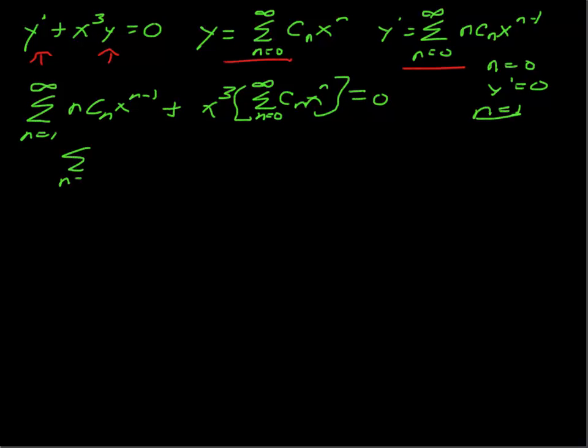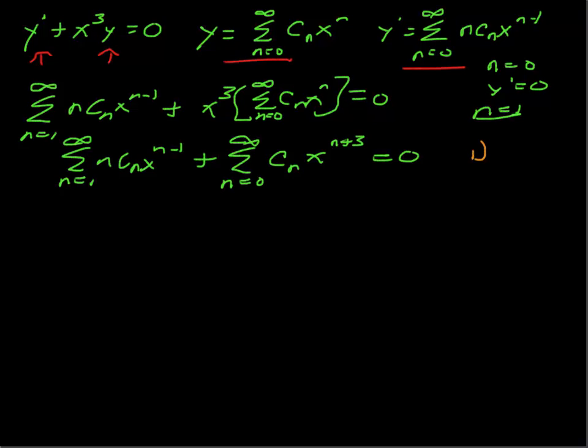Now we'll do a little bit of simplifying here. This is n equals 1 to infinity of n c sub n x to the n minus 1. Plus, we can put the x cubed in, so we have the sum of n equals 0 to infinity of c sub n x to the n plus 3, and this equals 0. Now, in order to make this work out right, we want to put these two summations together so we can equate some coefficients. Again, there are two things we need to be able to do in order to put two series together.